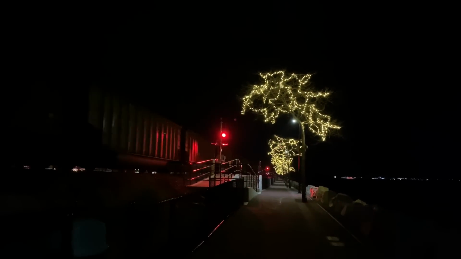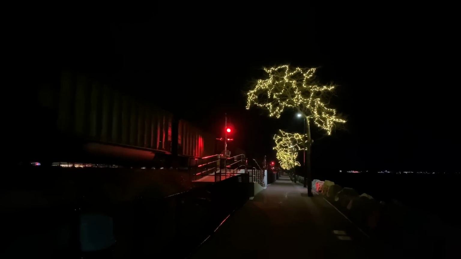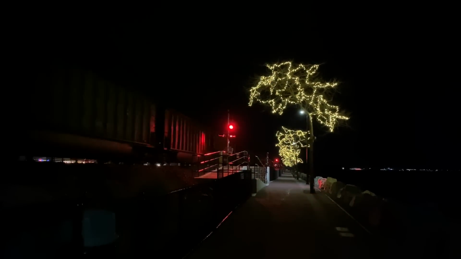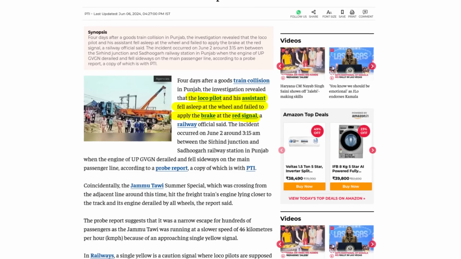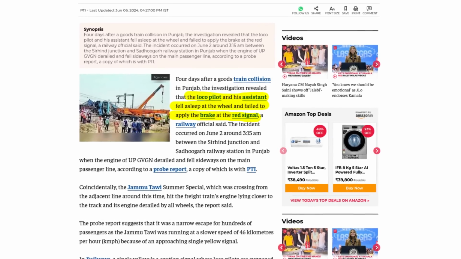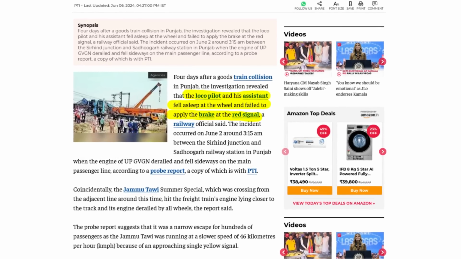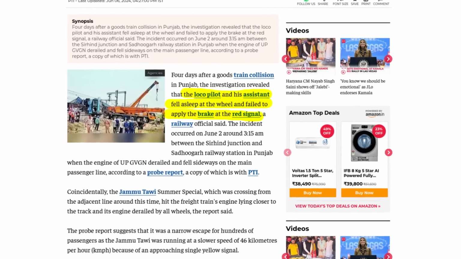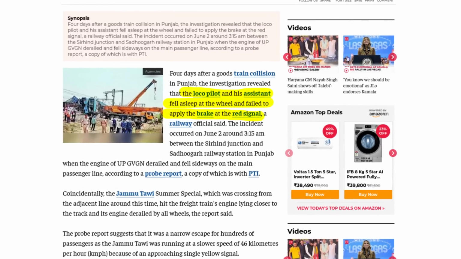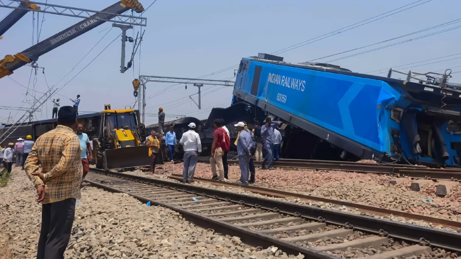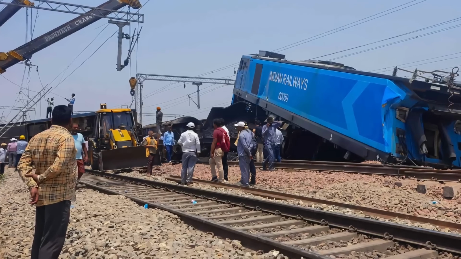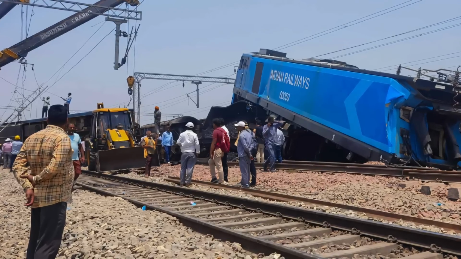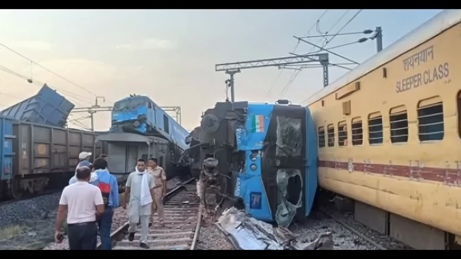On 2nd of June 2024 at 3:15 am, train number UP-GVGN, a freight train, collided with another freight train from behind which was stationary at the Sirhind junction in Punjab. Investigation revealed that both the locopilot and the assistant locopilot of the UP-GVGN had dozed off, overshooting a red signal. By the time the locopilot saw the stationary train, it was too late. The VAC-12 locomotive of the UP-GVGN rammed into the stationary freight locomotive, leaving the locopilot and the assistant locopilot severely injured.